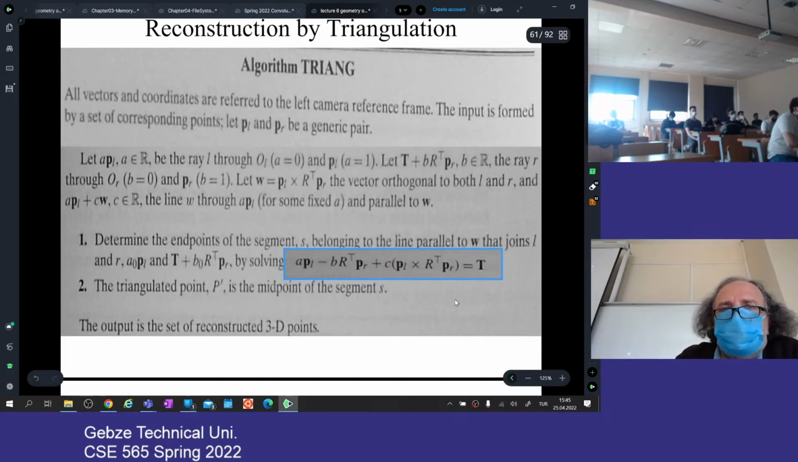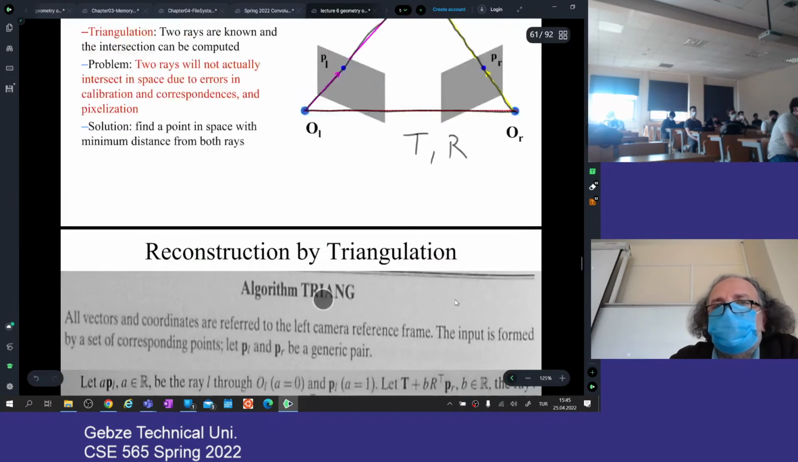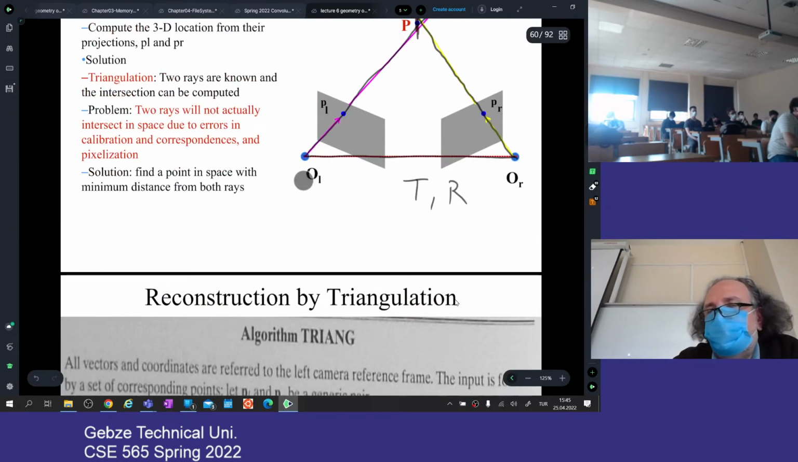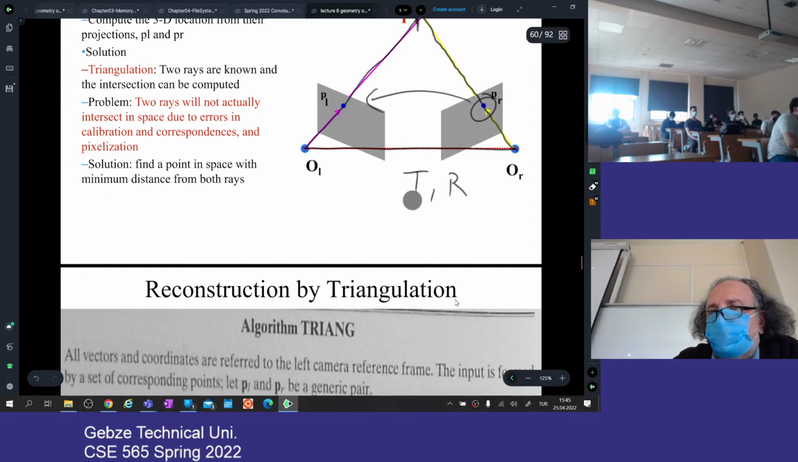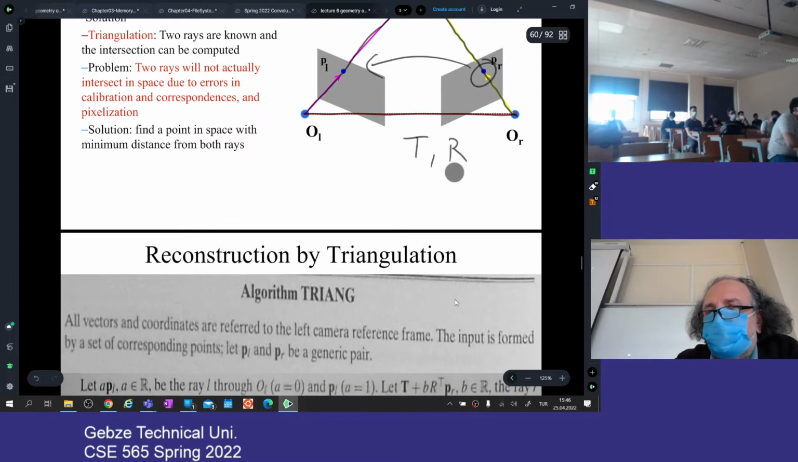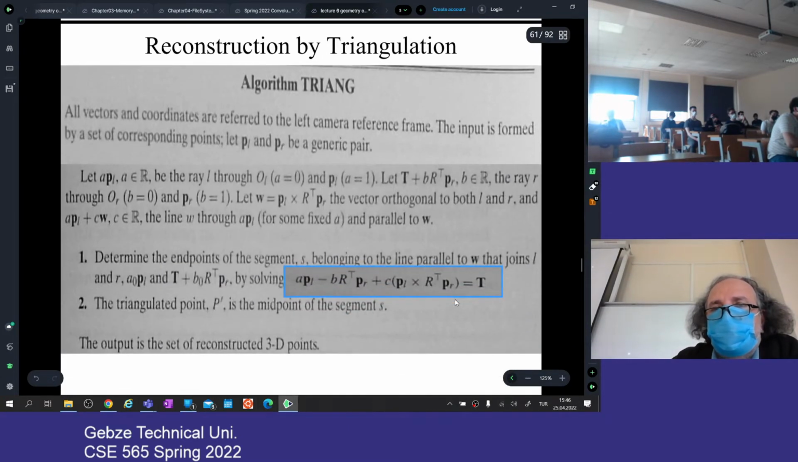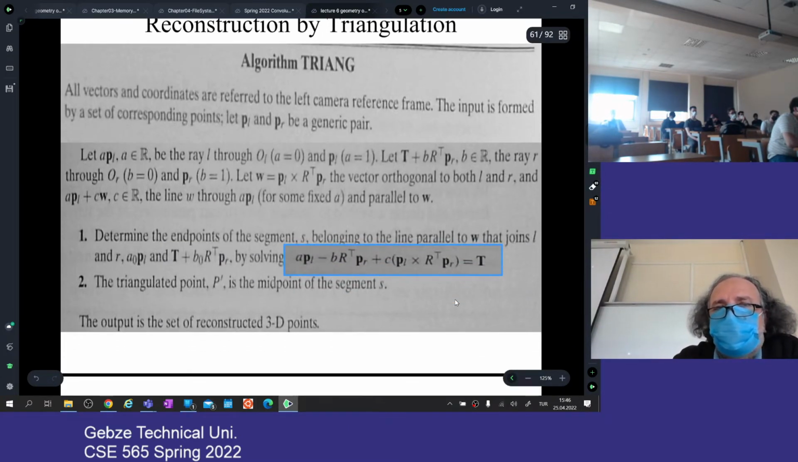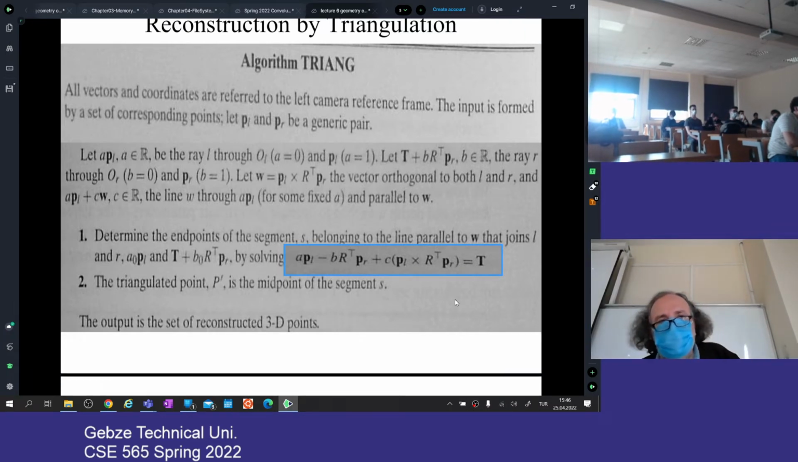Okay, all vectors and coordinates are referred to the left camera reference frame. So everything has to be in the left camera reference frame. So I need to translate this PR to the left camera reference frame by rotating by this R and adding this T. Okay, so the input is formed by a set of corresponding points PL and PR. Let's look at this one.